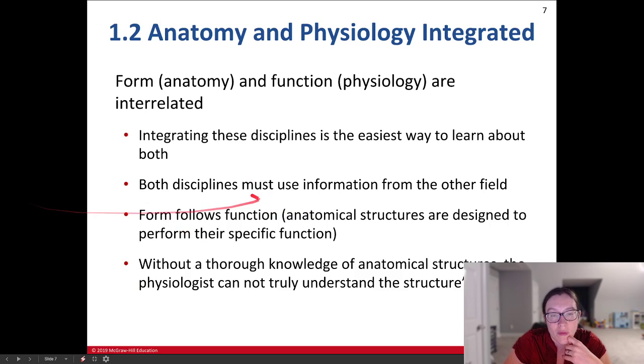There is a term called form follows function, right? Anatomical structures are designed to perform their specific function. And sometimes you can predict one from the other, right? So if we know the form of the skull, that it's hard and that it encases the brain, we can kind of infer that one of its functions might be protecting the brain. Without a thorough knowledge of anatomy, the physiologist really can't understand the structure's function. And this is why the labs are a little bit ahead of lecture, and generally we'll learn about anatomy first, and then we'll talk about physiology.